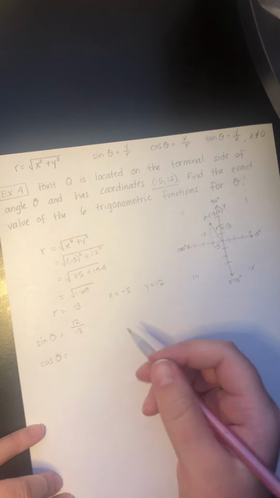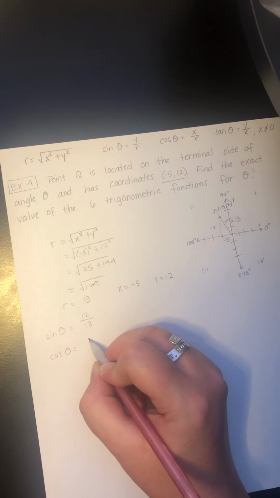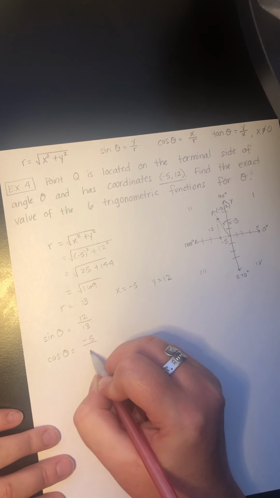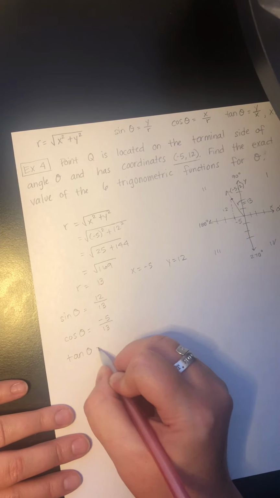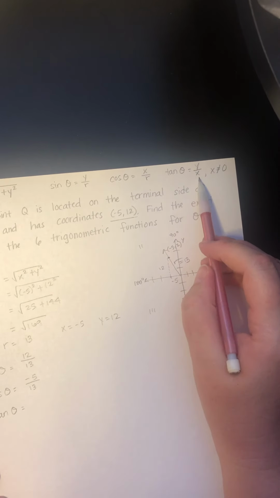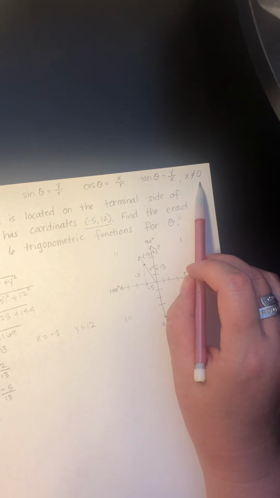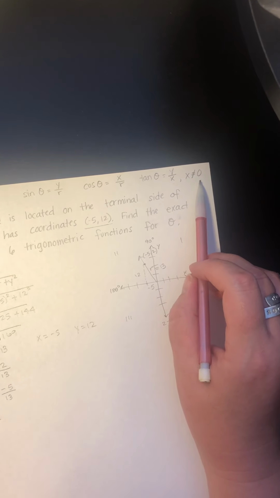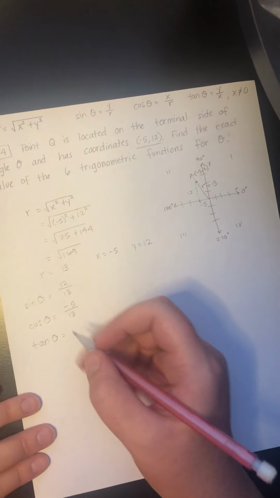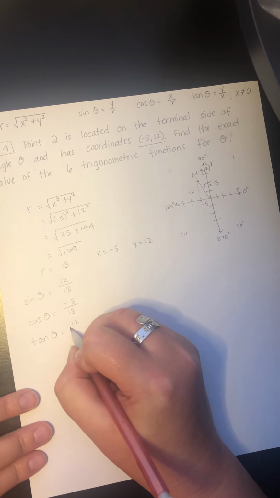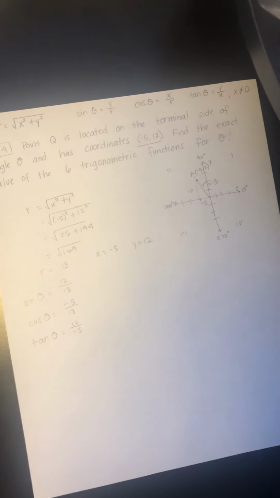The cosine of our angle, or theta, is x over r. X is -5, r is 13. And then our tangent of theta, or our angle, is y over x. Make sure that x does not equal 0, because if 0 is in the denominator, you can't solve it. Y over x. Y is 12, x is -5.